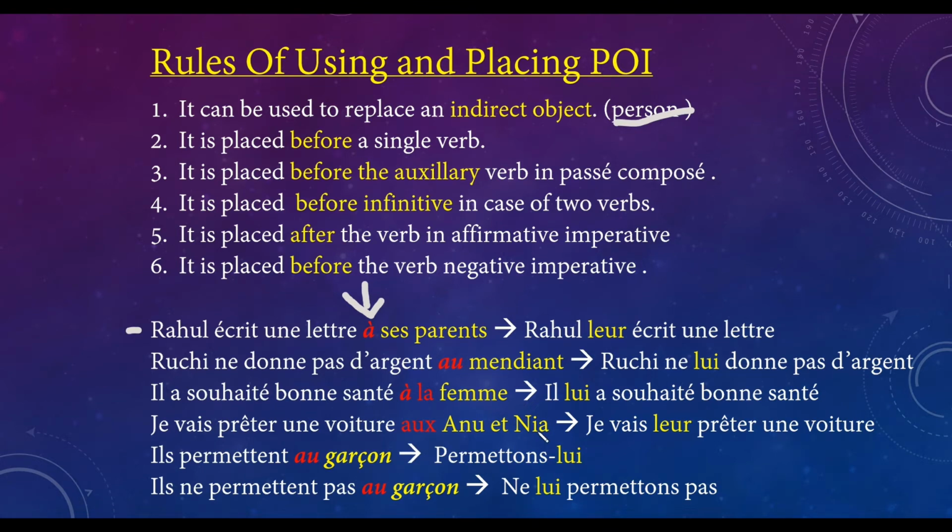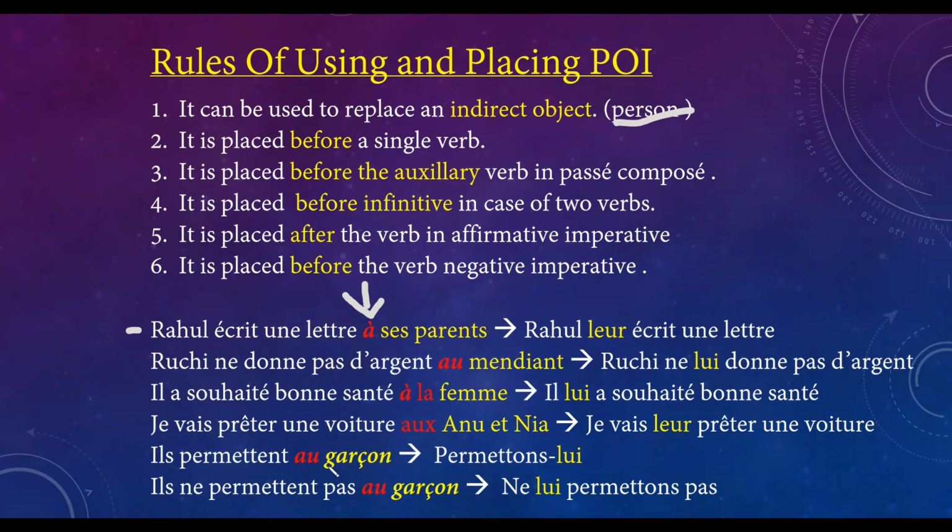So what do we do in case of two verbs? It is placed before the infinitive in case of two verbs. Which verb is the infinitive here? Prêter, because it is not conjugated. So, je vais leur prêter une voiture. I'm going to lend a car to Anu and Nia. I'm going to lend them a car.